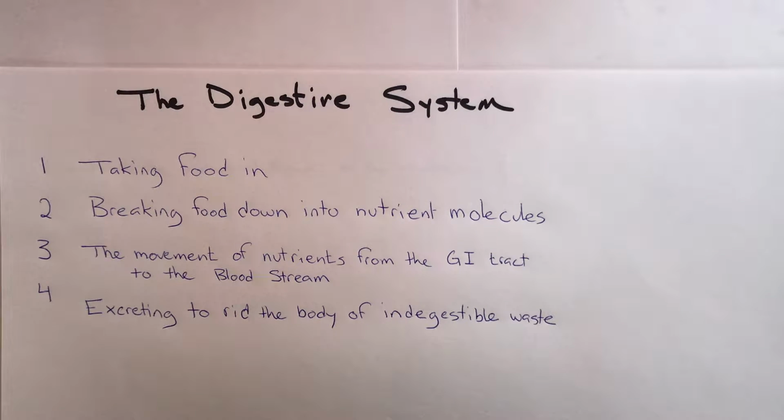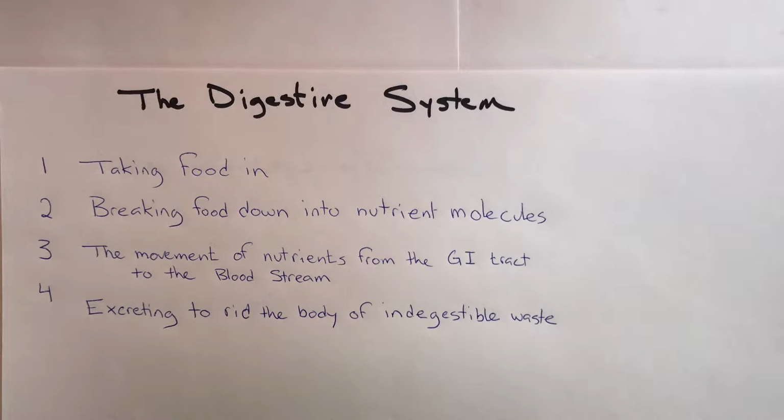This video will cover the principles of the digestive system. The digestive system is an extremely organized system with intricate parts, allowing us to eat virtually anything and break it down and absorb it into the bloodstream, into the body. It has four basic processes.